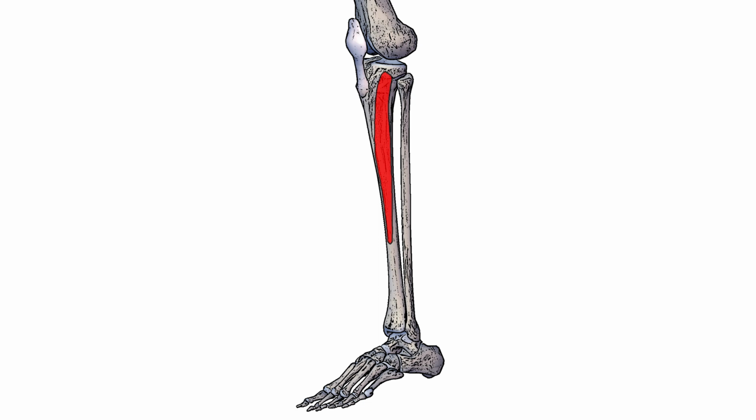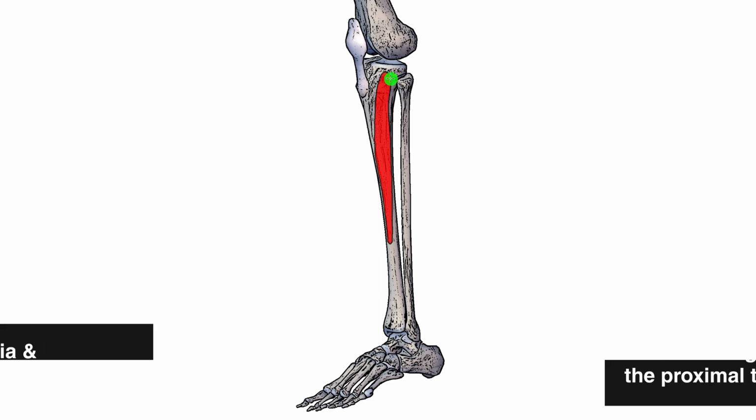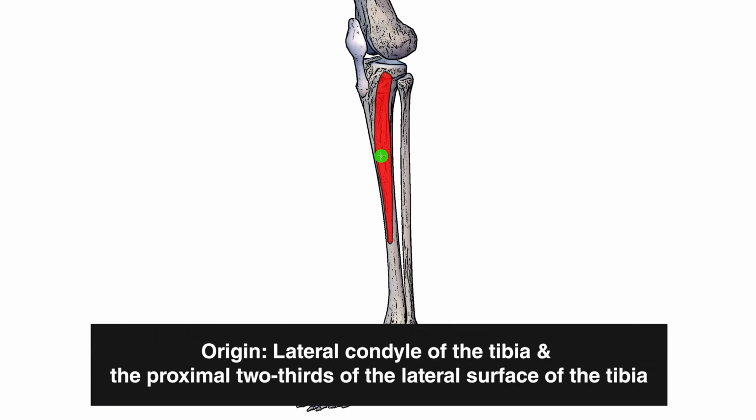So we've swapped to a more lateral view now, and this would be the left leg. You can see the big toe here for reference, and then obviously the fibula and the tibia. So the origin is going to originate up here on this red section, and that's on the lateral condyle of the tibia. And as it works its way down here, that's going to be the proximal 2/3 of the lateral surface of the tibia.